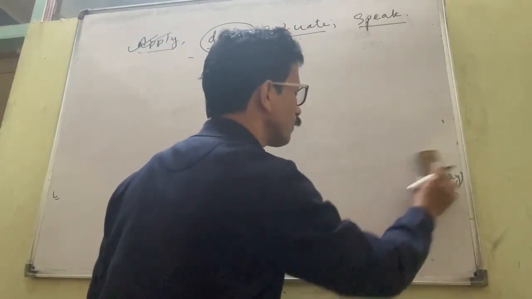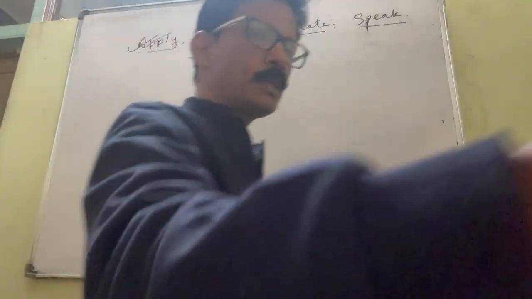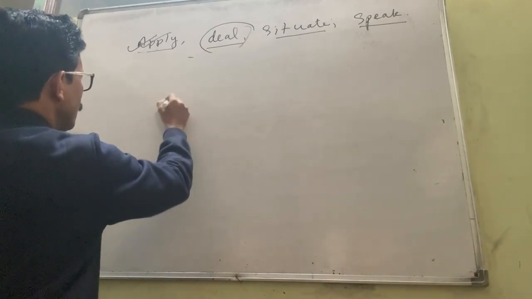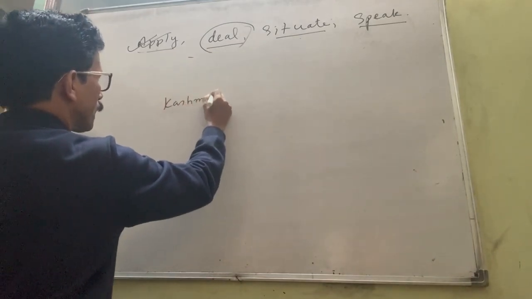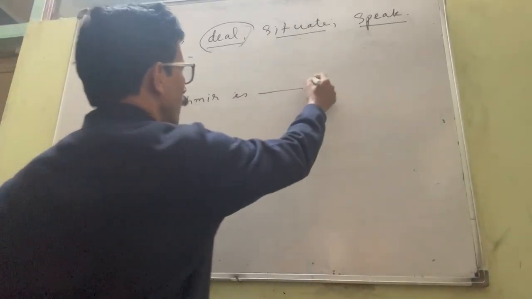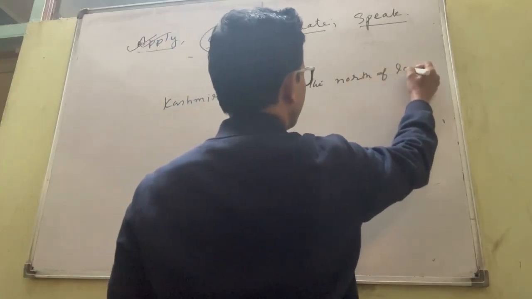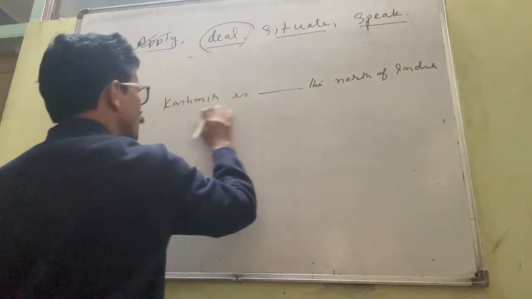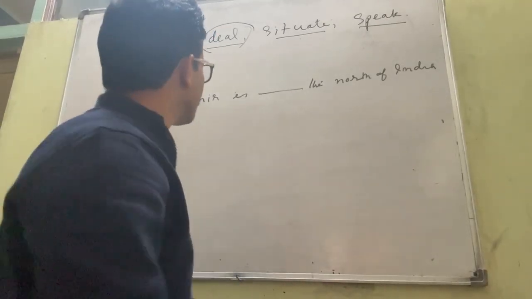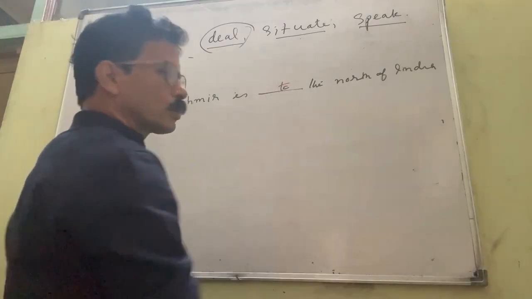If it is not situated, you can use a dash. India is, Kashmir is dash. I'm not writing situate. Dash the north of India. Here also, Kashmir is, I haven't used the word situate, but it is quite understandable that it is situated. So Kashmir is to the north of India.